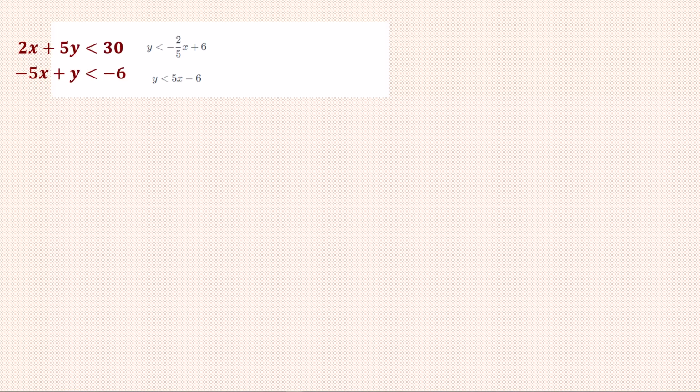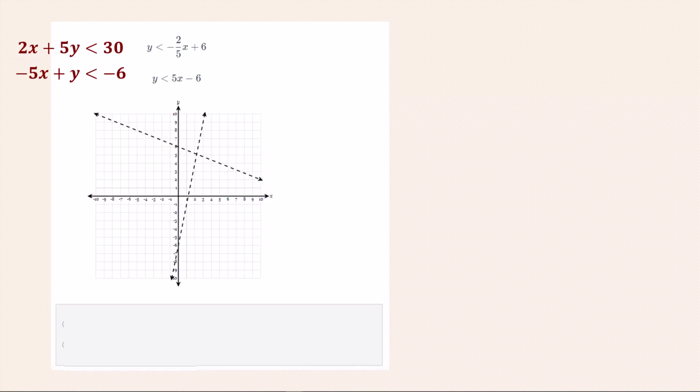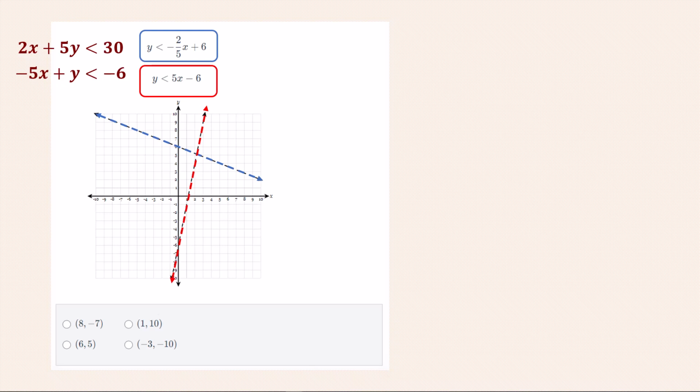Here is a system of two inequalities shown in standard form, 2x plus 5y less than 30 and -5x plus y less than -6, which we transform into slope-intercept form, y less than -2/5x plus 6 and y less than 5x minus 6. Graph each one using dotted lines since both are using less than as the comparison operator. Also listed are 4 points scattered across the graph, one in each of the 4 areas created by the 2 lines, 8, -7, 1, 10, 6, 5, and -3, -10.